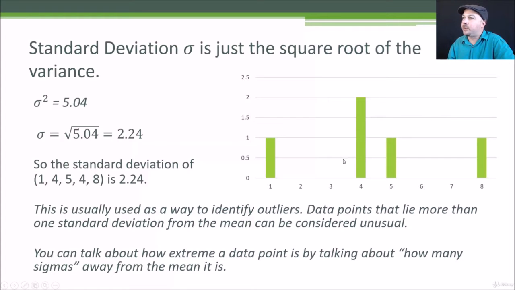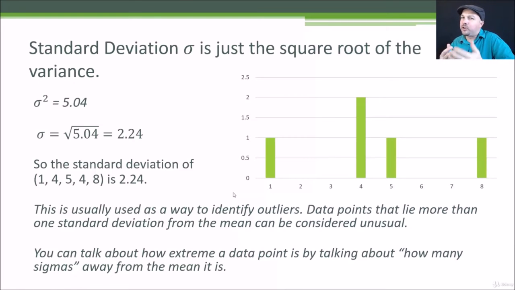This is a histogram of the actual data we were looking at. We see that the number 4 occurred twice in our data set, and then we had 1, 1, 5, and 8. Now, the standard deviation is usually used as a way to identify outliers in your data set. If I'm within one standard deviation of the mean of 4.4, that's considered a typical value in a normal distribution. But you can see in this example, the numbers 1 and 8 lie outside of that range. If I take 4.4 plus or minus 2.24, 1 and 8 both fall outside of that range of a standard deviation. So we can say mathematically that 1 and 8 are outliers. We don't have to guess and eyeball it.